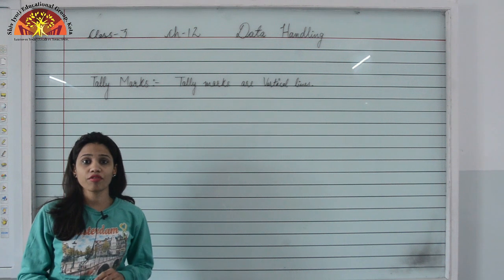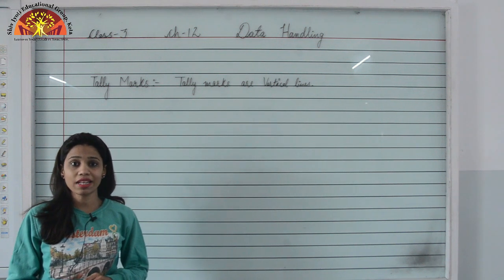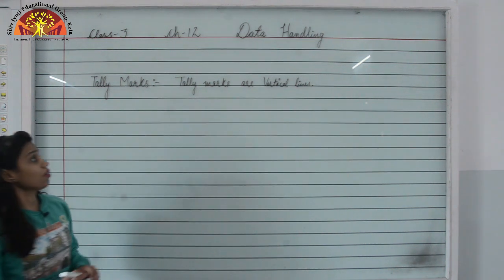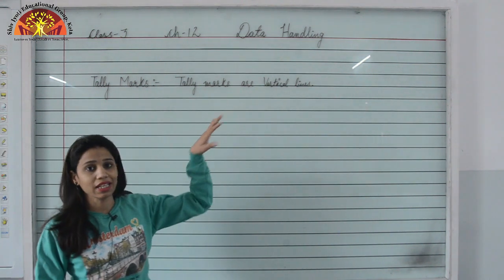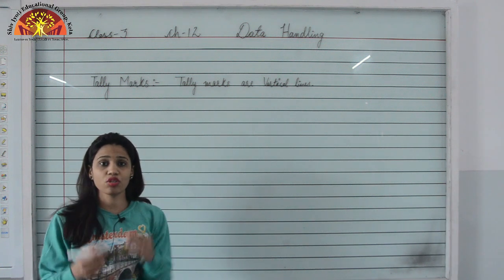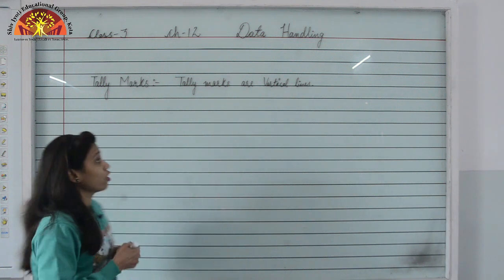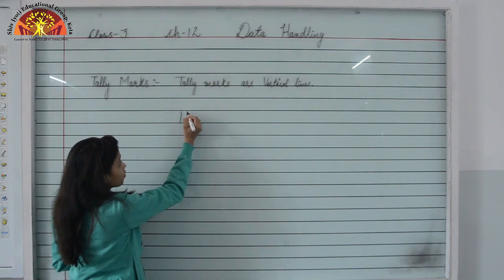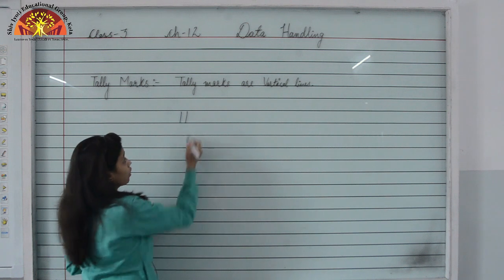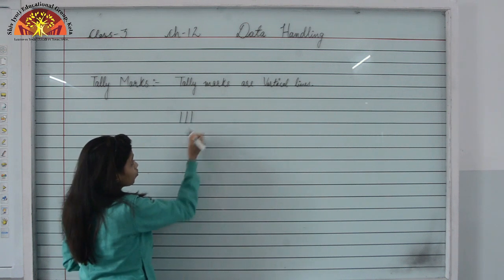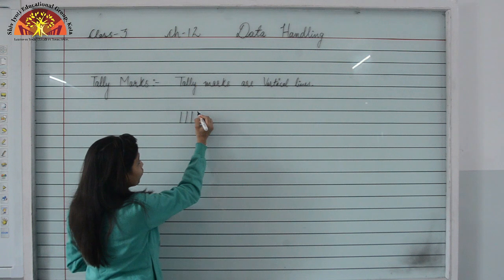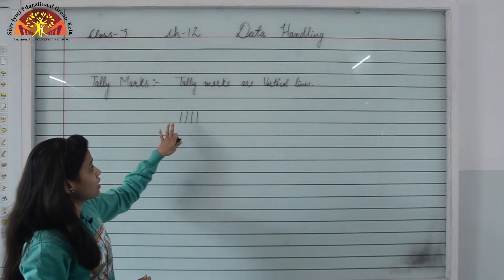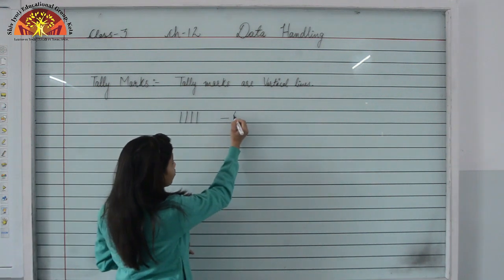Now the next method of representing data is called tally marks. Now we are going to study tally marks. Now what are tally marks? Tally marks are basically vertical lines. We have to draw vertical lines to represent the data. Like for one observation we have to draw one vertical line. For 2 observations we have to draw 2 vertical lines. For the third observation we have to draw 3 vertical lines. For 4 observations we have to draw 4 vertical lines. So these lines are representing 4 observations.